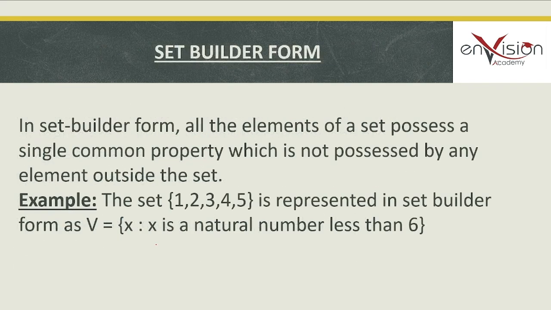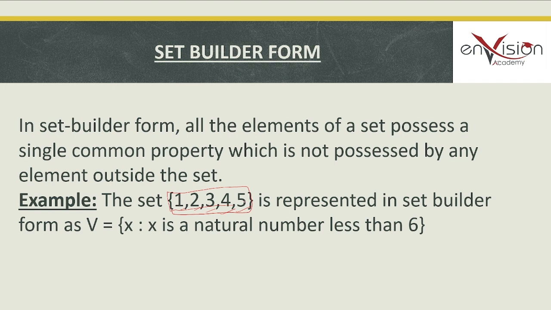Next, we have the set builder form. In set builder form, all the elements of a set possess a single common property which is not possessed by any element outside the set. If we have to represent any set in set builder form, we represent it in such a form that all the elements belonging to that set have some common property. For example, you have a set 1, 2, 3, 4, 5. You have to find out which common property all these elements have. We can observe that 1, 2, 3, 4, 5 are all natural numbers.